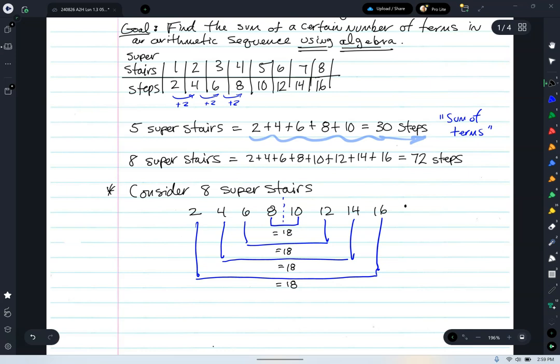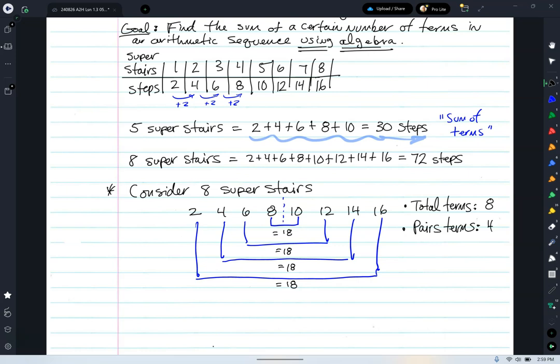So how many total terms were there that we were considering here? Okay, 8 total terms. All right, how many pairs of terms were we able to make? Okay, we were able to make 4 pairs of terms. And each pair that was equidistant from that center point added up to 18.